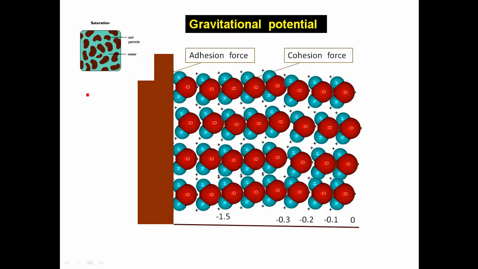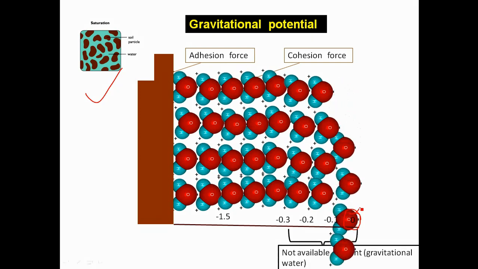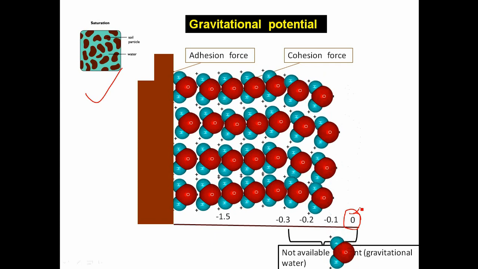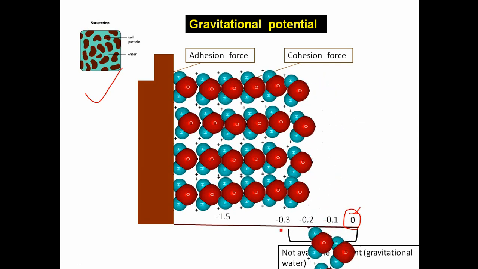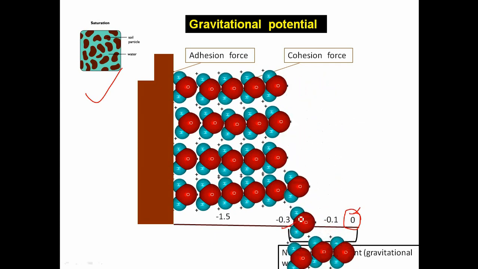Another is the gravitational potential. Suppose the soil is filled with water, meaning all macro and micro pores are filled with water. At this point there will be the maximum water potential, near zero. When water supply from external sources starts, there will be downward movement because of gravity, up to minus 0.3 bar, and this takes about 48 hours.